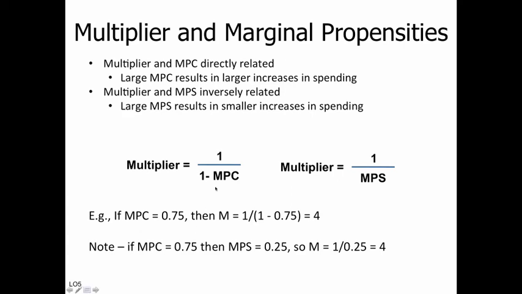But again, the bigger the MPC, the bigger the multiplier value. For example, if the MPC is, let's say, 0.8, so plug 0.8 in. Well, 1 divided by 1 minus 0.8. 1 minus 0.8 is 0.2, and 0.2 goes into 1 5 times. So when the MPC is 0.8, the multiplier will be 5. So the bigger the MPC, the bigger the multiplier.